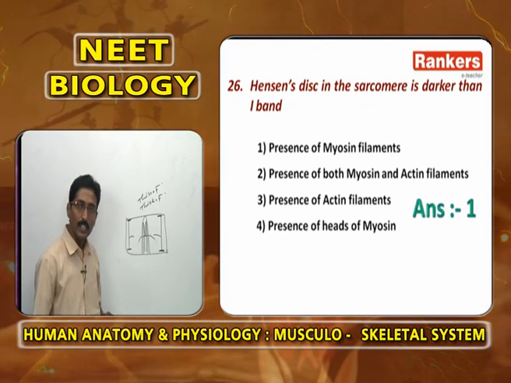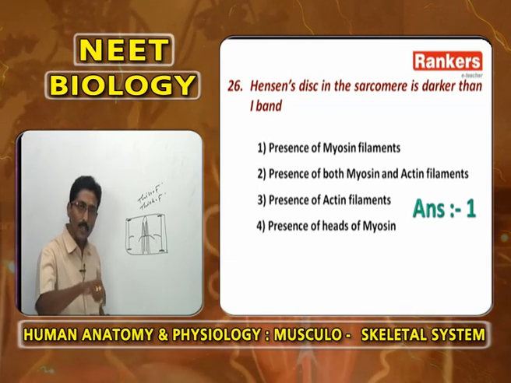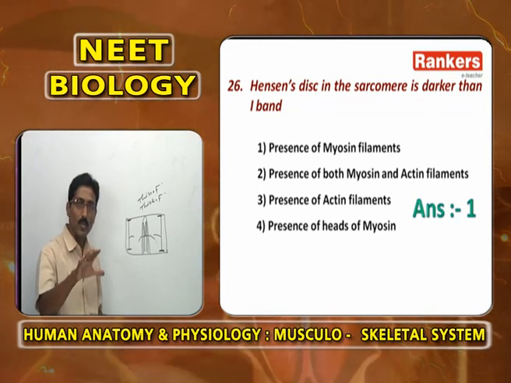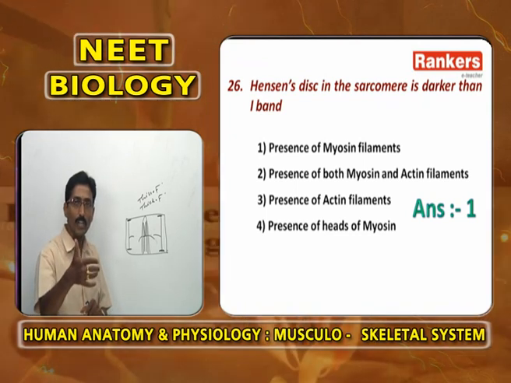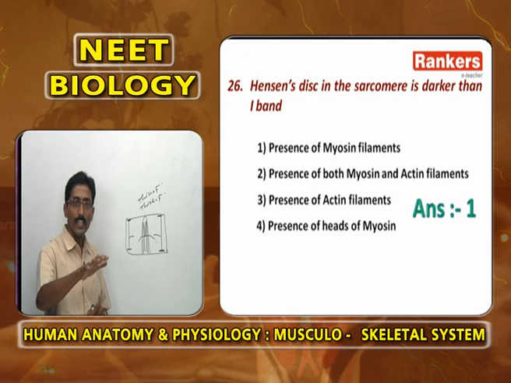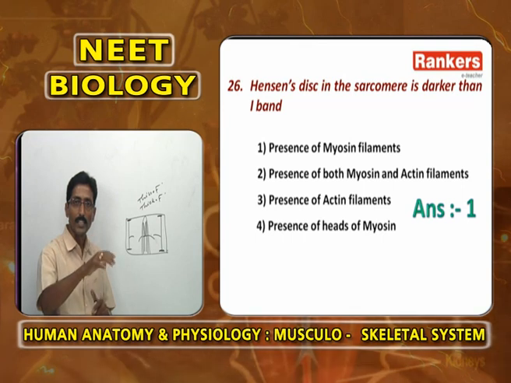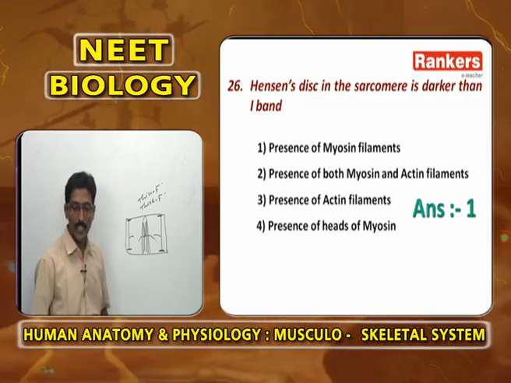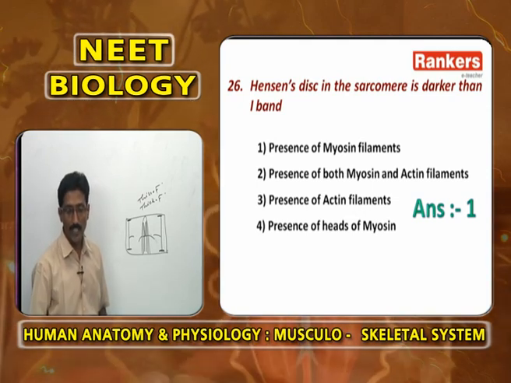In the A band, mainly what is present? Myosin. In the H zone, what is present? Myosin. In the M line, what is present? Myosin. No doubt, the molecular weight of myosin protein is more than that of actin, troponin, tropomyosin. So the A band and the H zone are much darker than the parts of the I band, that means I and Z. Now here, what is the answer? Presence of the myosin filaments. Now we go for the next one.